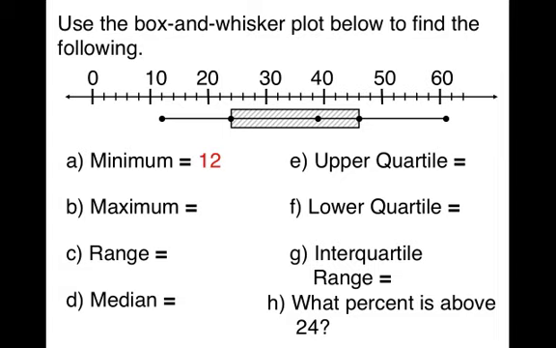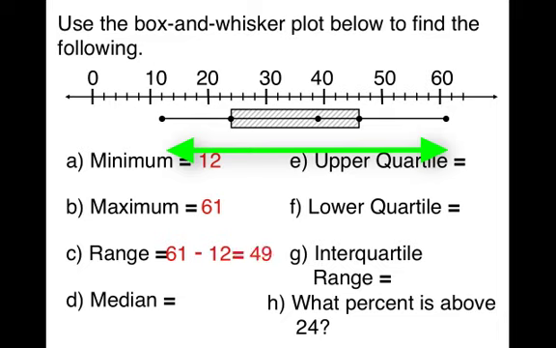So then our maximum looks like it should be 61 or 62. Yeah, it's kind of in that middle dot, so I'm going to go 61. So now our range, how do you find the range? Take the largest number minus the smallest number. So 61 minus 12 gives us a range of 49.